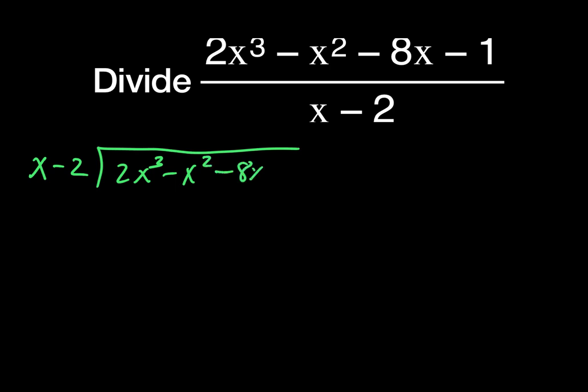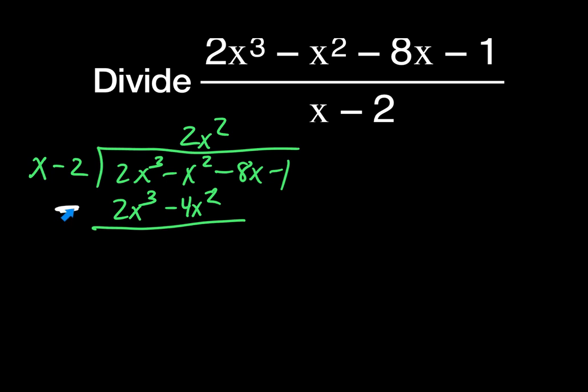squared minus 8x minus 1. And I'm always thinking x into 2x cubed is 2x squared. That is, x times what gives me 2x cubed? So then I take 2x squared times x is 2x cubed. 2x squared times negative 2 is negative 4x squared. Subtracting. 2x cubed minus 2x cubed is 0.